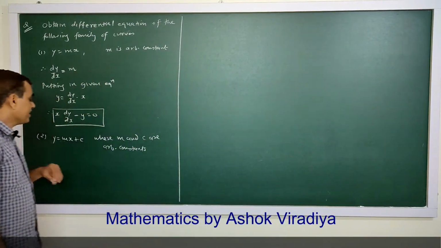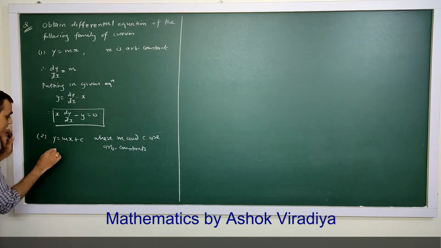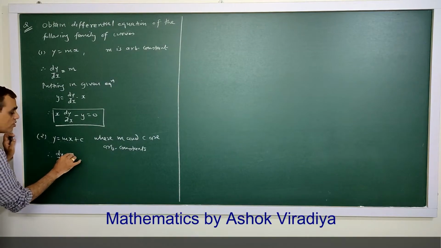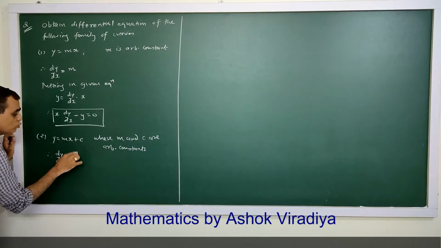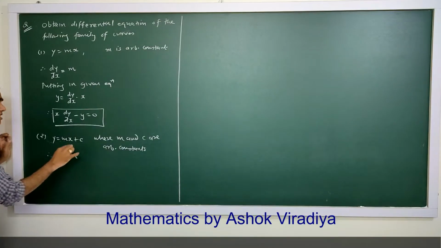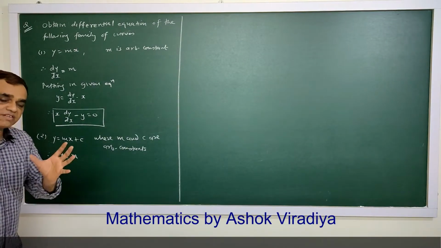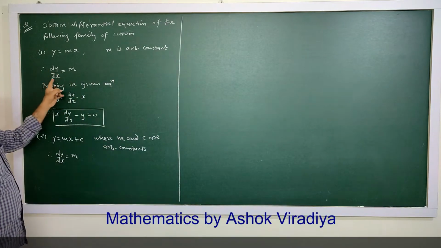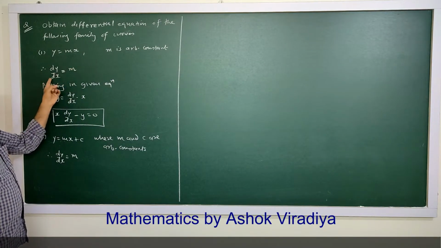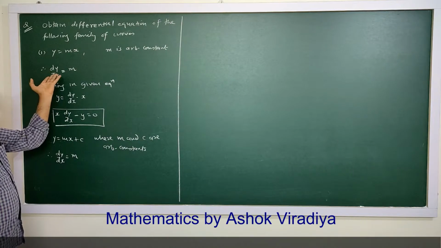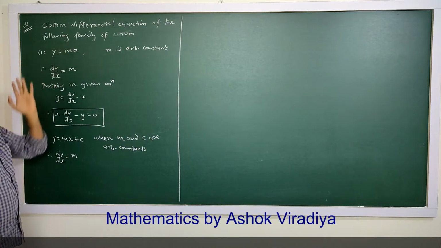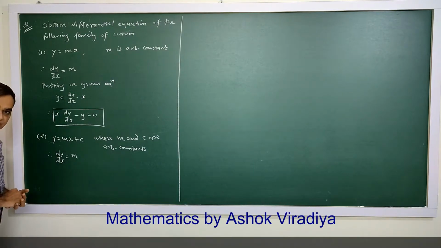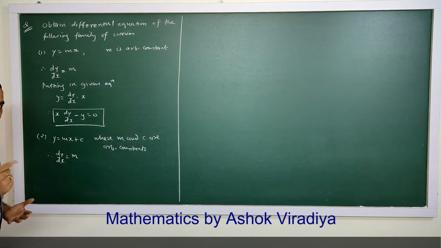So differentiating first time, dy by dx equal to m into 1 plus the derivative of c, which is 0. First differentiation is done. Here we did differentiation only one time. Then we could substitute this value in the given equation. But here don't substitute in the given equation, because the work is not yet completed.